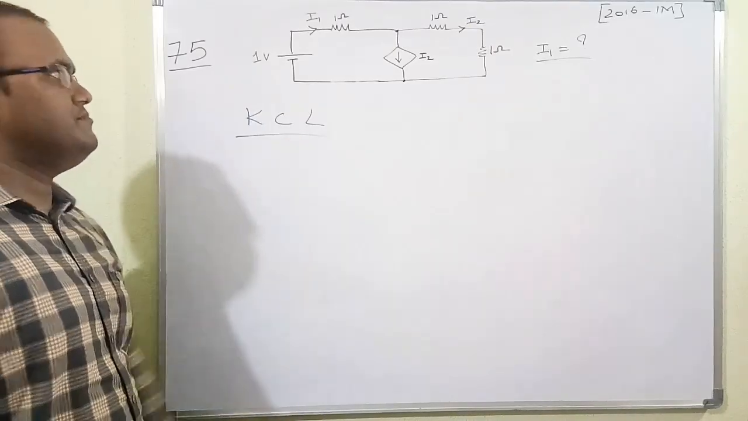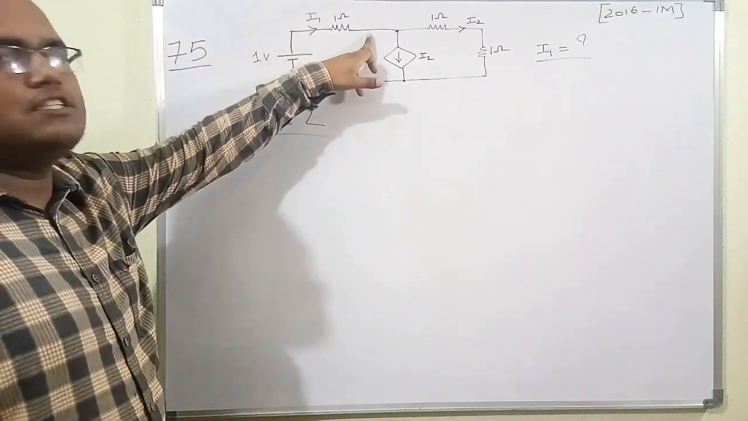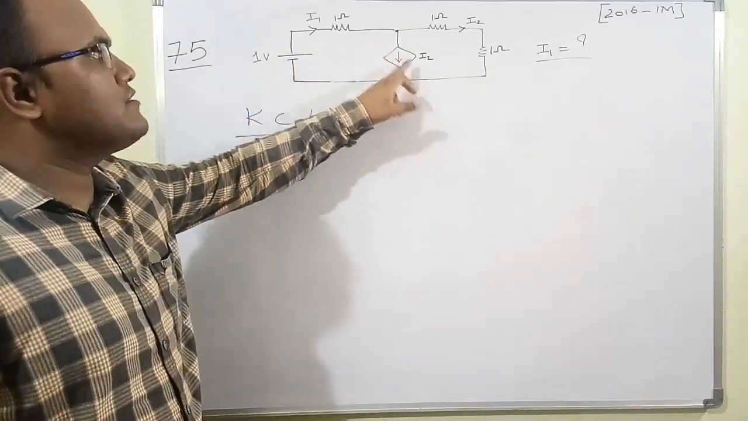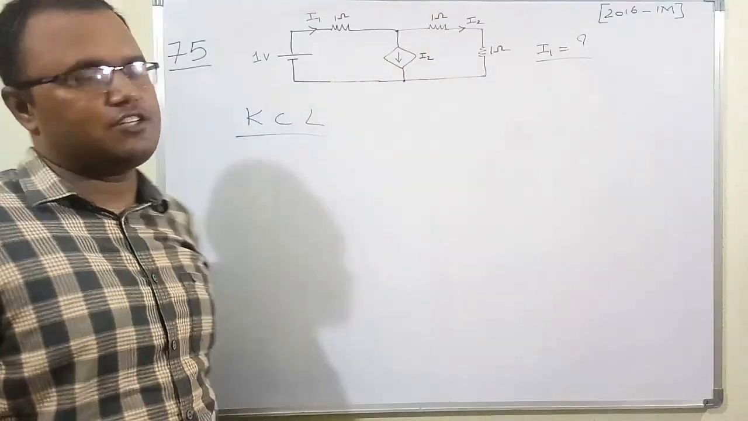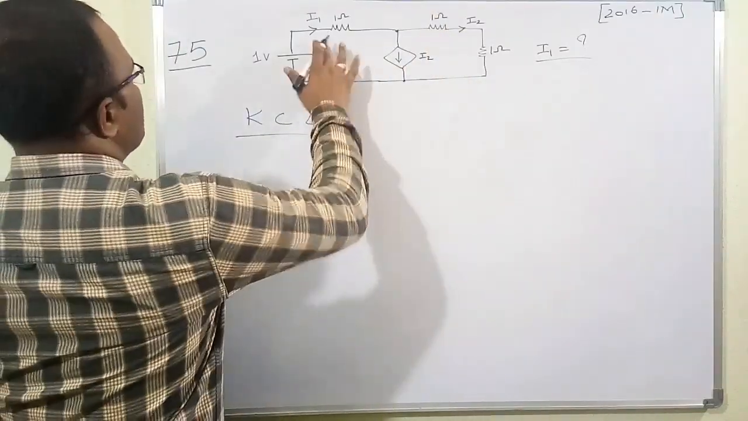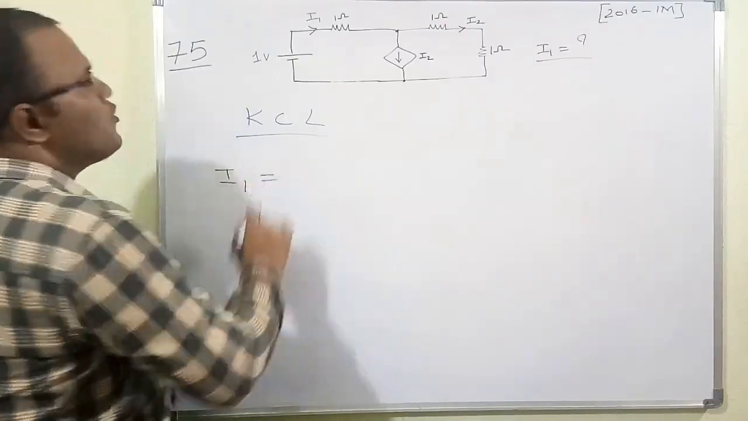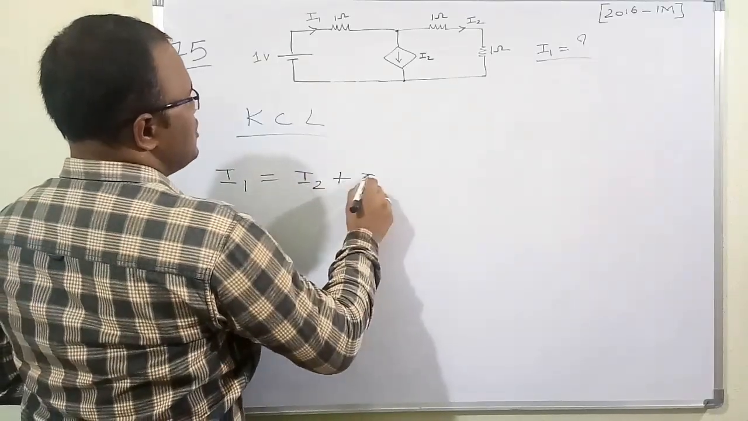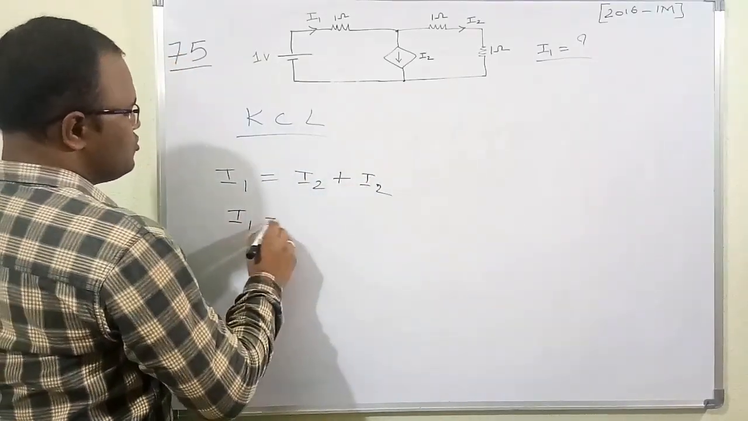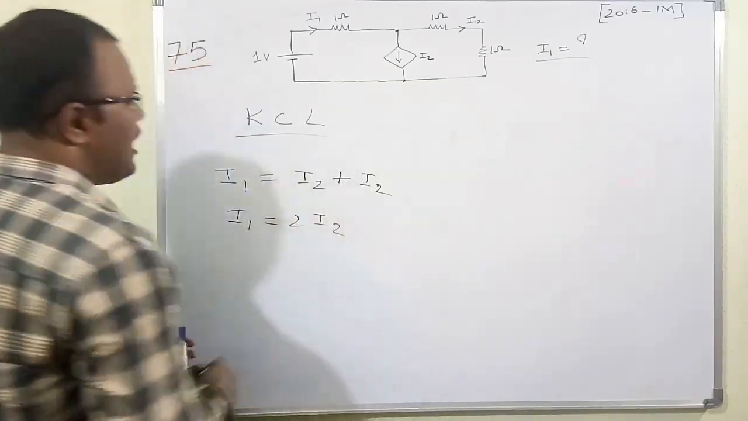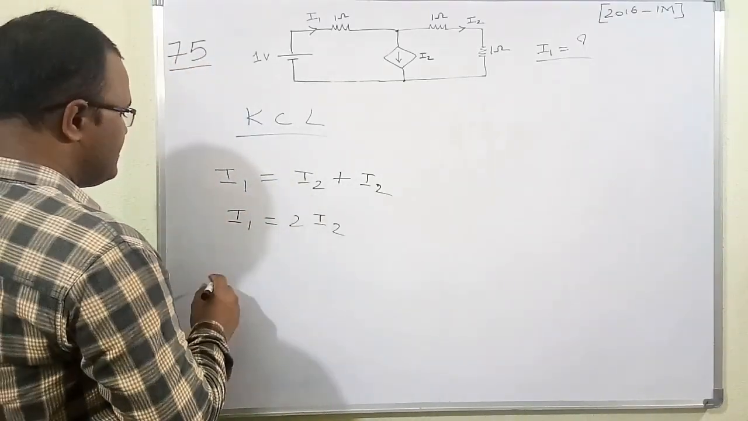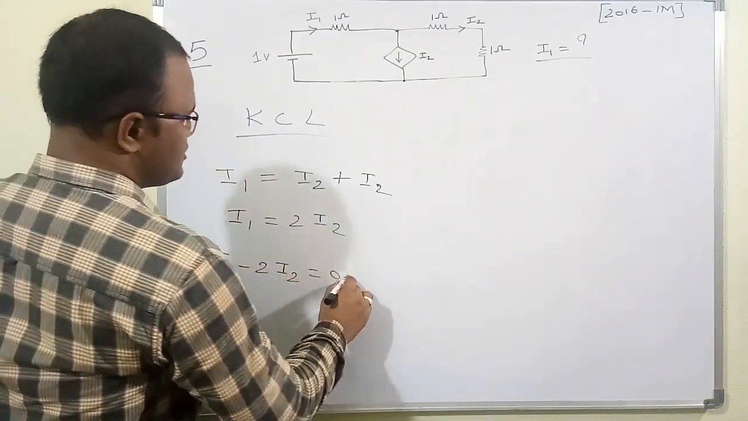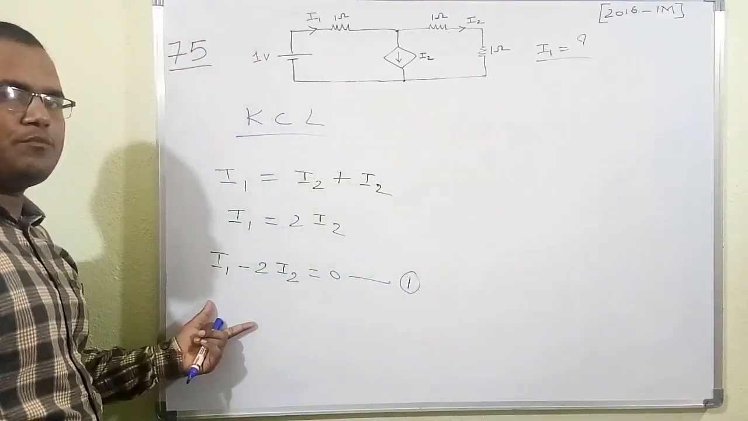So by KCL, the sum of incoming currents is equal to the sum of outgoing currents. There is only one current incoming to the junction, and there are two currents passing outside of the junction. The incoming current is only I1, so the incoming current is equal to the sum of outgoing currents. The outgoing currents are I2 plus I2. Therefore I1 is equal to 2I2. I will take this 2I2 to the left side. Therefore I1 minus 2I2 is equal to 0. This is the first equation, equation number 1.